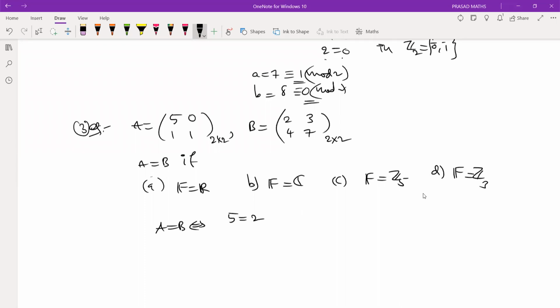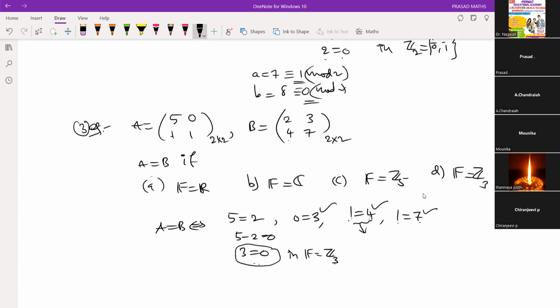That means 5 equals 2, 0 equals 3, 1 equals 4, and 1 equals 7 in Z3. 5 minus 2 equals 0 means 3 equals 0. 3 equals 0 is possible if my field is Z3. So in the field Z3, 3 equals 0. Of course, this is redundantly true because 4 equals 1 in Z3, and 7 also equals 1 in Z3. So this condition holds, this condition holds, this condition holds in Z3.